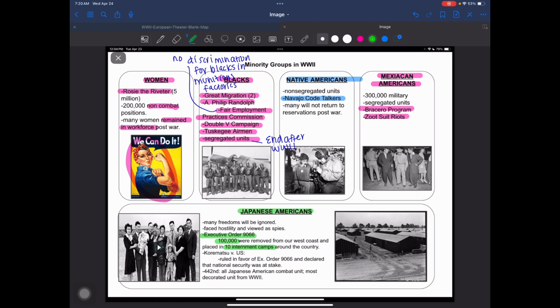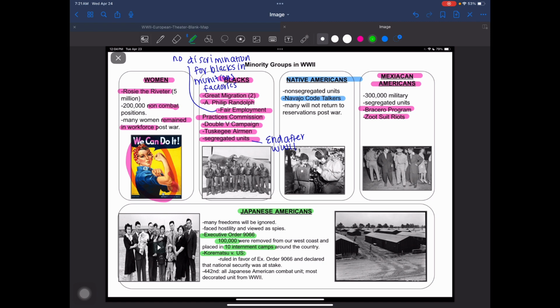One of the men who was in this 100,000 and was rounded up and put in these internment camps, again, think of it as prisons, is going to realize that this is a violation of his rights as an American citizen. His last name was Korematsu, which obviously sounds Japanese. His first name was Fred.